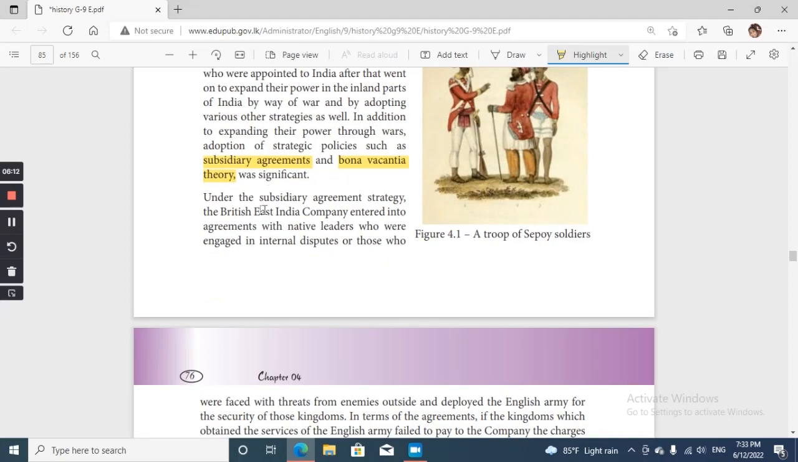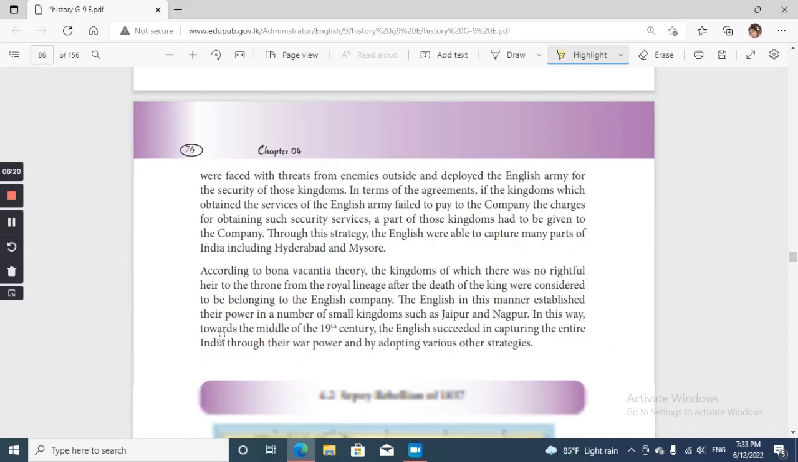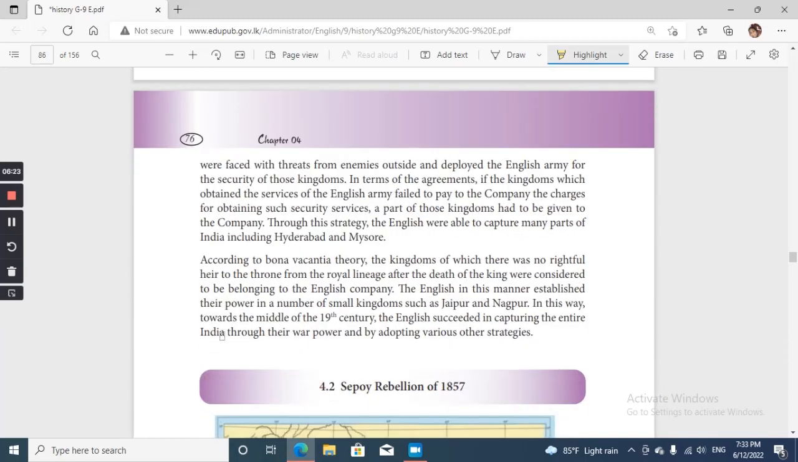Now if we talk about the subsidiary agreement strategy, the English East India Trade Company told the native leaders that they would give security for their kingdom if they obtained their service. If you use their service, they will provide security for those kingdoms.